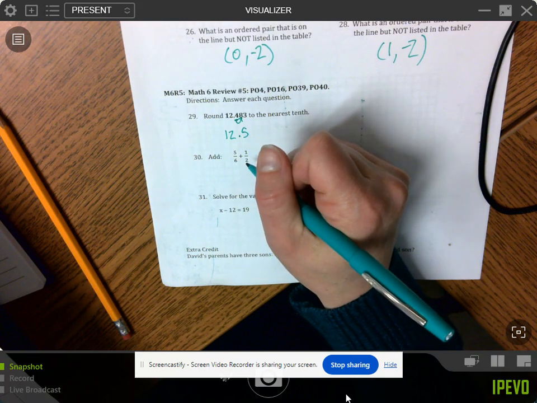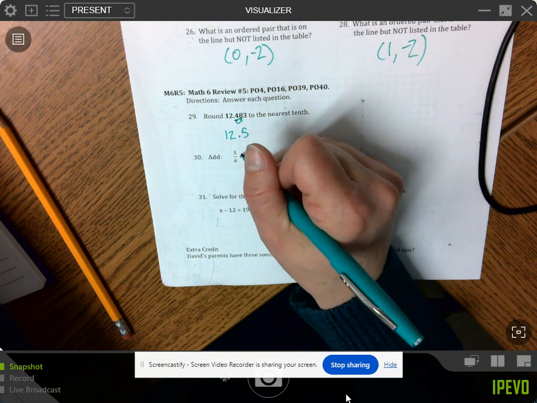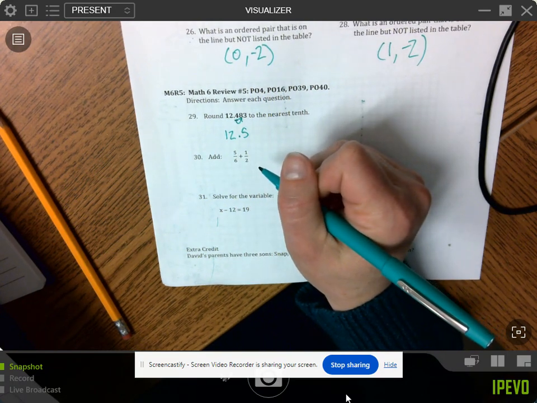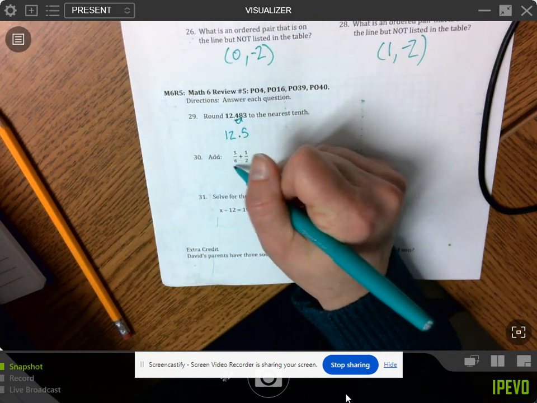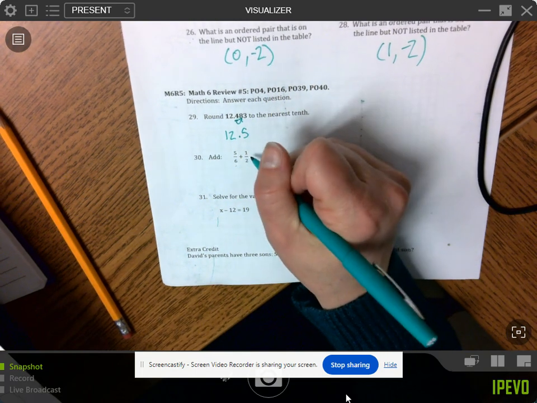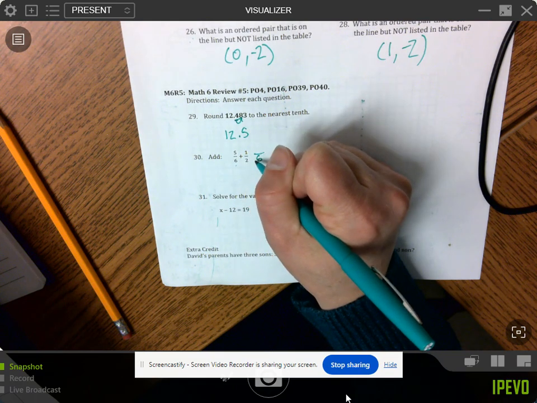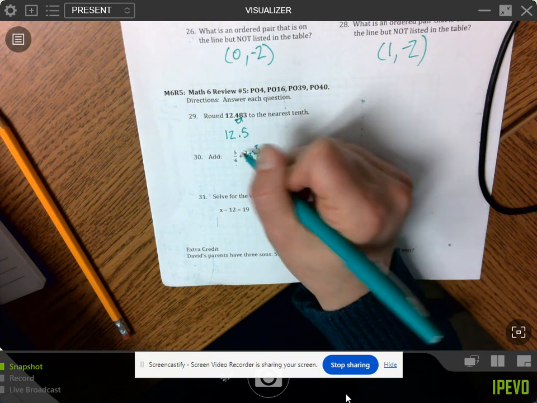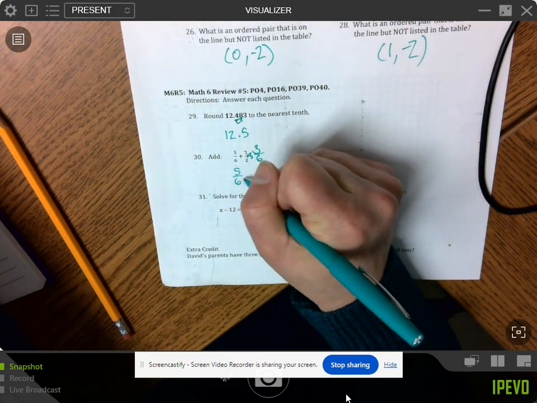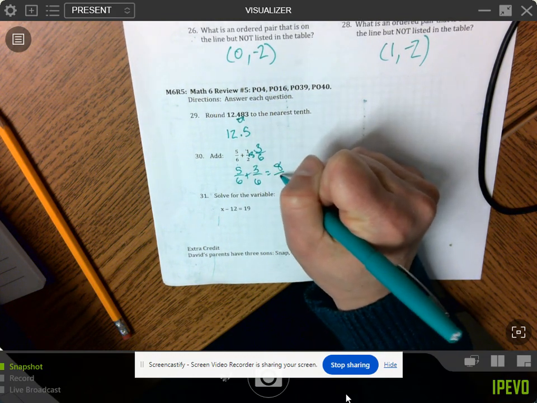Now, when I add, what's the big rule when we add fractions? Zelda? Common denominators. I cannot say 6 plus 2 is 8. I have to have a common denominator. I looked and said, well, 2 can go into 6, so I'm going to keep my 5/6 as it is, and I'm going to change my 1/2, and I want a 6 as my denominator. 2 times 3 equals 6, so 1 times 3 is 3/6. So now I have 5/6 plus 3/6 gives me 8/6.